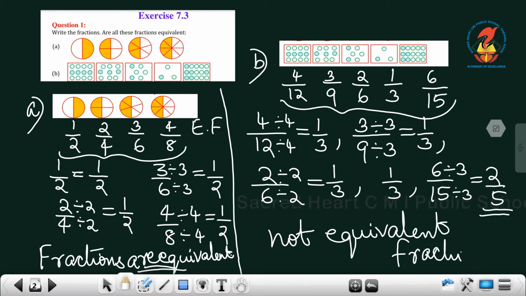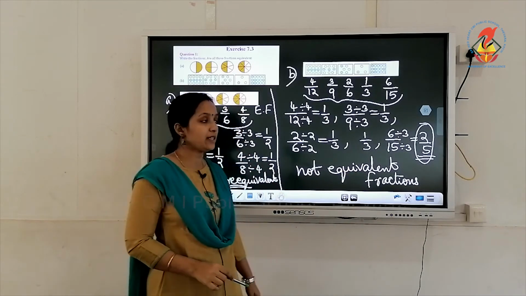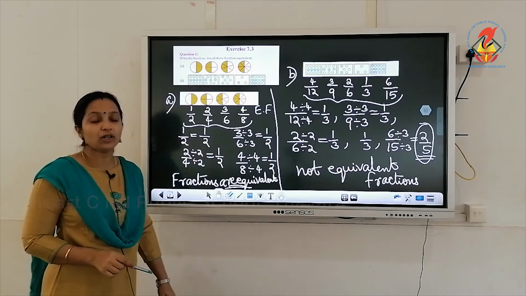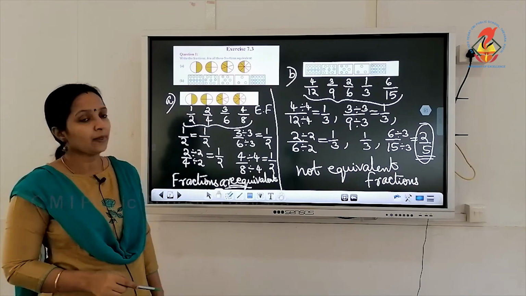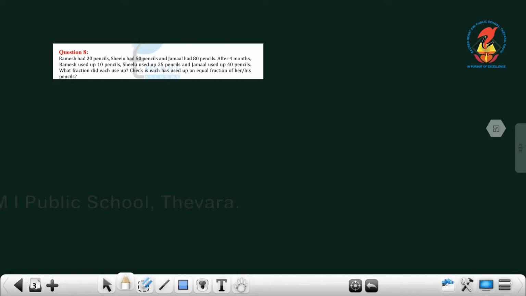I hope this is clear. Not equivalent fractions here. All other answers are 1 by 3, but one answer is 2 by 5. So what you can say here, the fractions are not equivalent fractions. Okay. Now move to the next question.